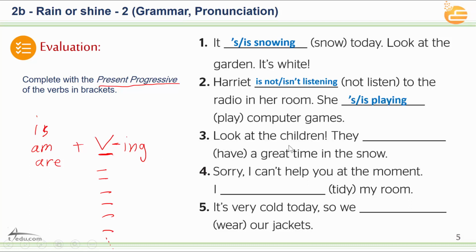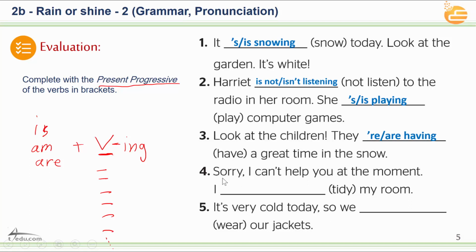Number three. Look at the children. They have a great time in the snow. They is, or they am, or maybe they are. What do you think? They are, exactly. They are, have with ing, it should be having. They are having a great time in the snow.